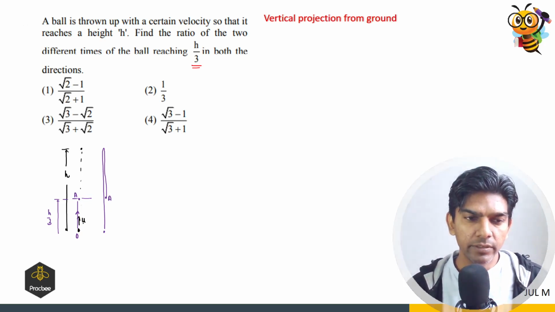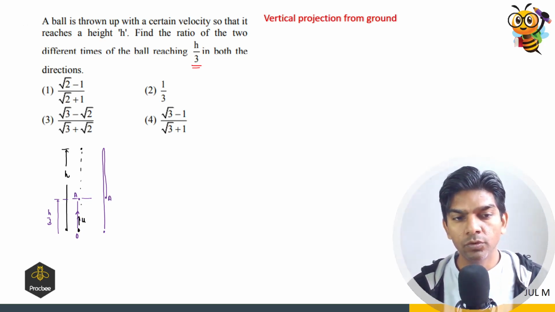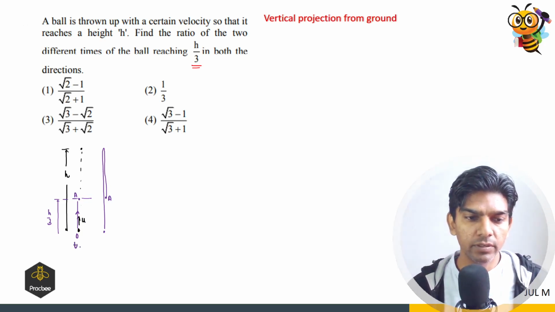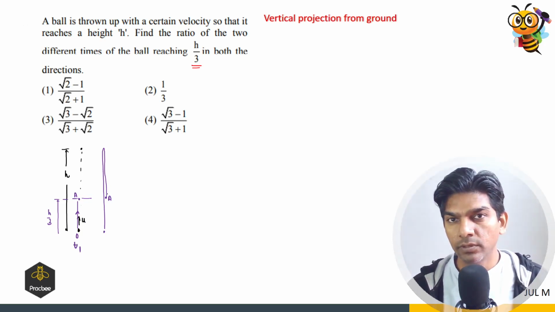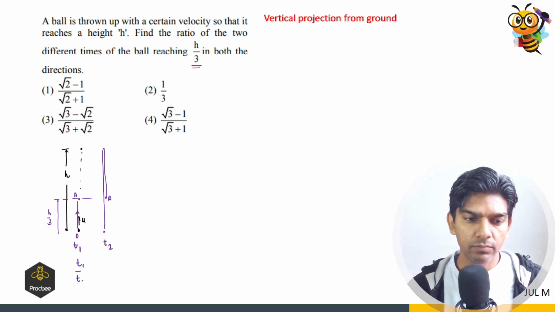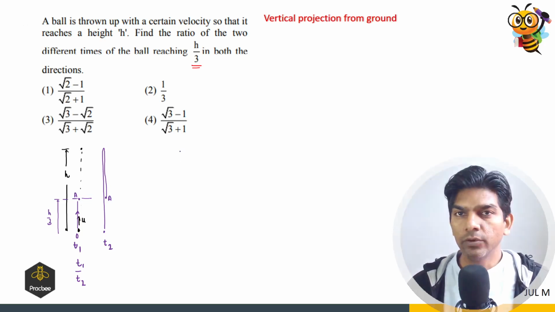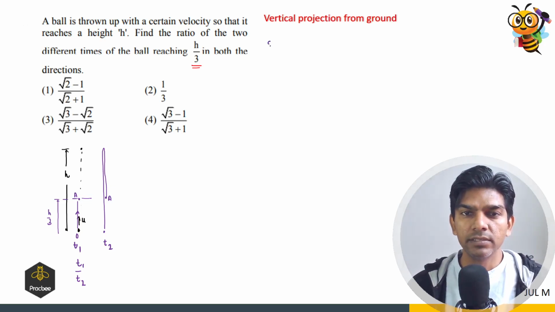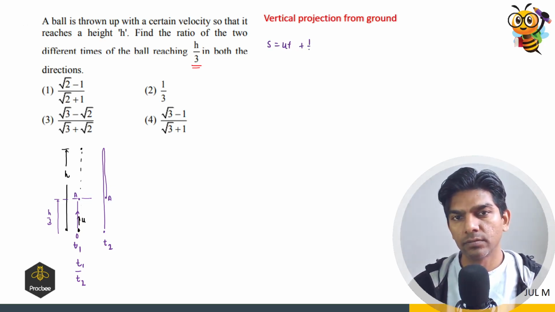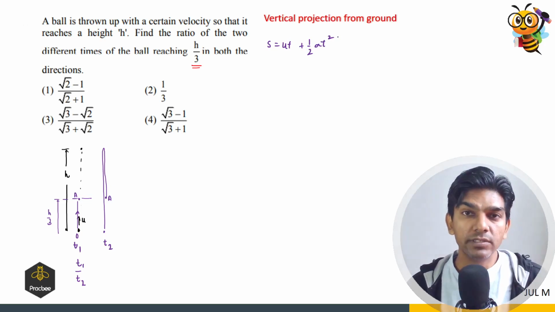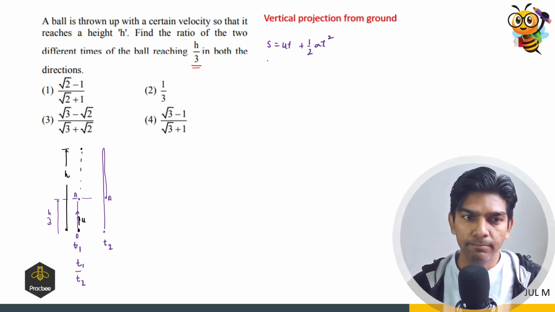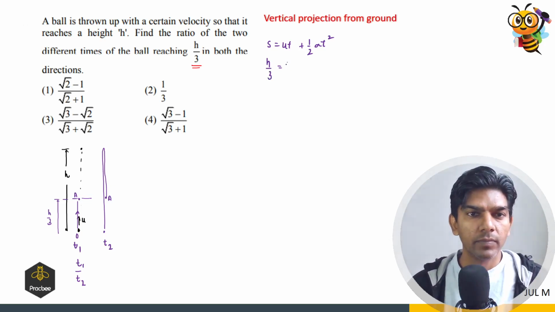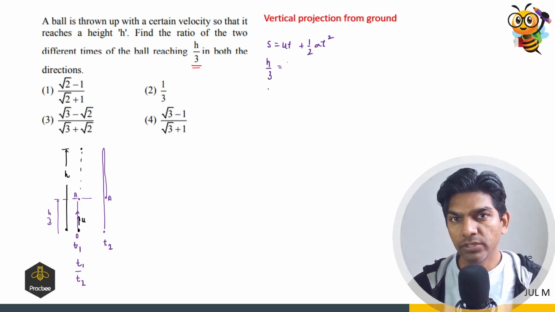Let us say the time taken by the ball from O to A directly is T1, and the time taken by the ball to reach A again will be T2. So we have to find T1 by T2. That's what we have to calculate. So how can we do that? Let us apply the second equation of motion, S equals ut plus half at square. Now we'll substitute S as h by 3 and u as the initial velocity, and we have been given the maximum height, so we can find the initial velocity in terms of h.